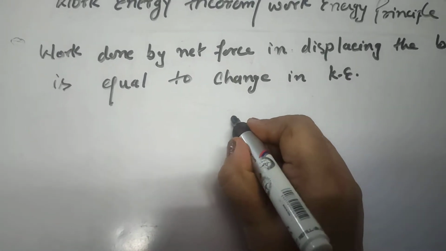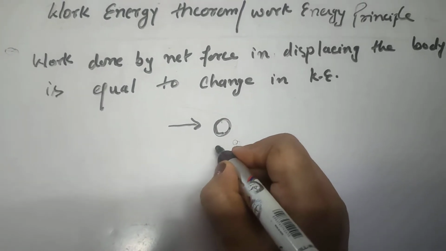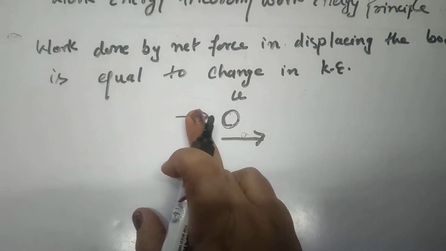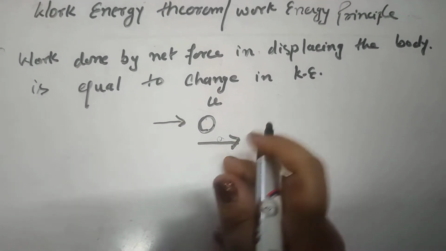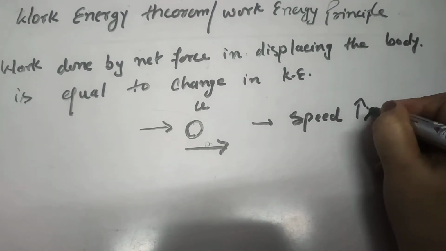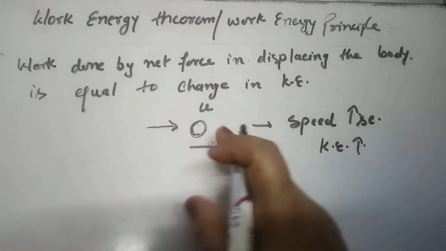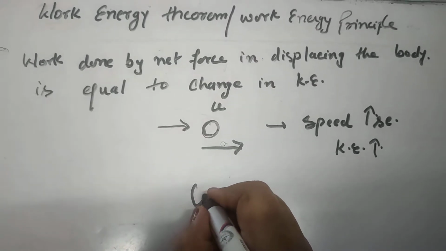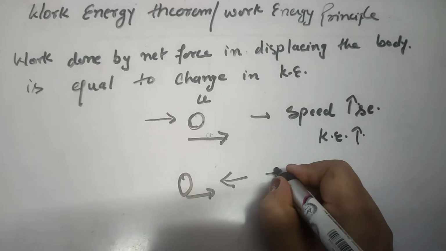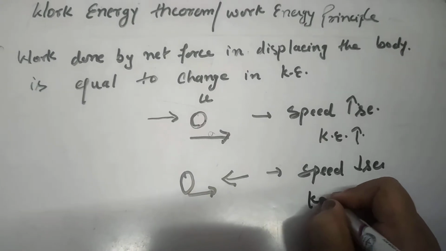For example, suppose this is a body already moving with velocity u, and we apply a force in the direction of motion. In that case speed will increase, so kinetic energy will increase. So there is a change in kinetic energy. Again, suppose the body is moving in this direction and we apply force in the opposite direction, so we know that the speed will decrease, so kinetic energy decreases.